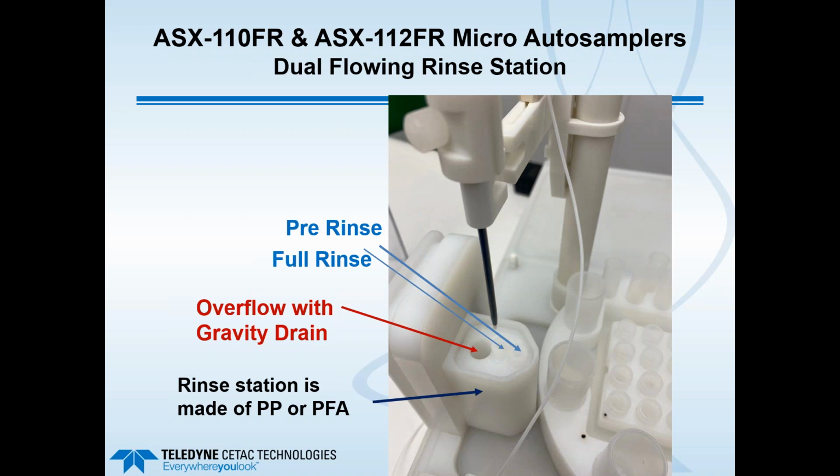The larger hole denoted by the red arrow is the overflow, and that is drained by gravity, and we'll show some of the details of that setup. The rinse station itself, depending upon the model that you do acquire, is made of either polypropylene or PFA.